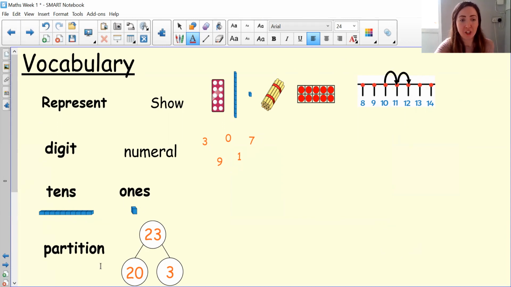And then partition, that means when we split a number into 2 parts, or well, it can be more than 2 parts, but in this part-whole model, we're splitting 23 into 2 parts. We split it into 20 and 3. And those 2 parts, when you put them back together, make the whole number.